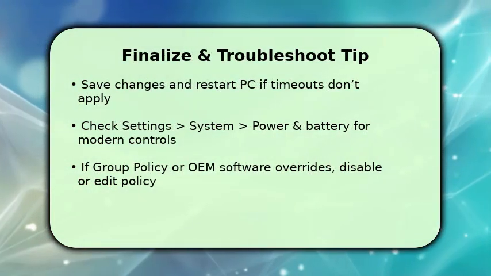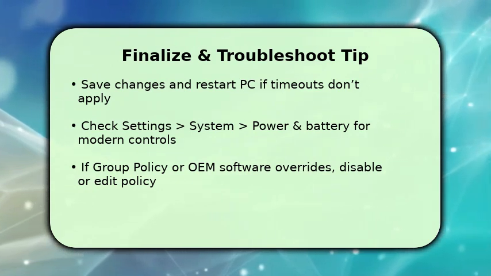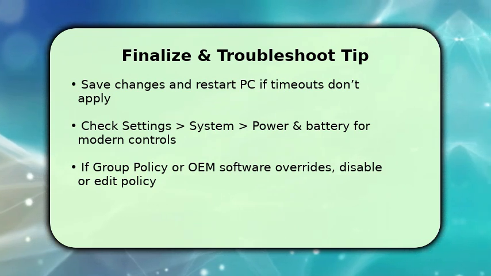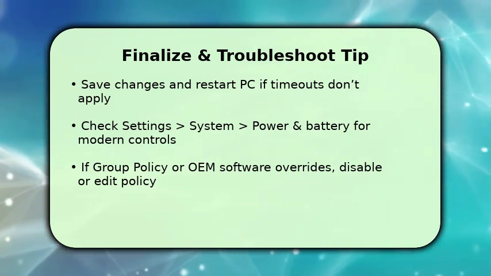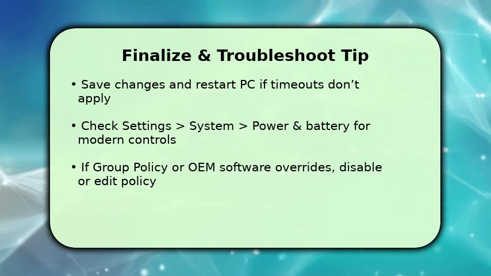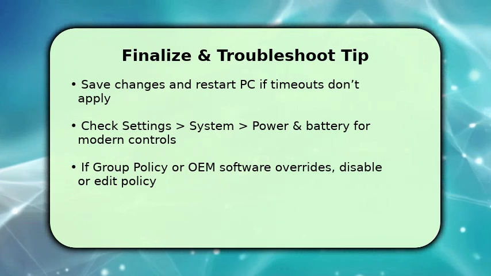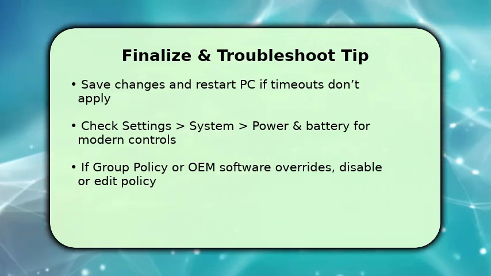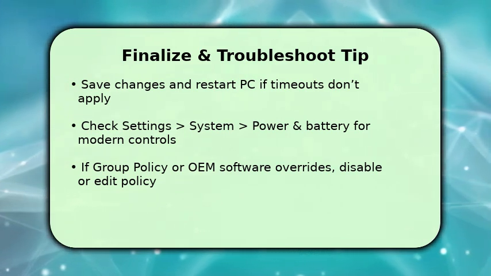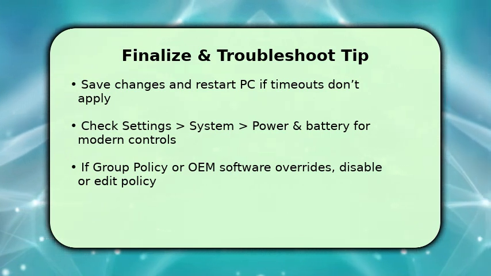Finish by saving and testing your new settings. Click Save Changes, then lock and unlock or wait to confirm the display stays on for the set interval. If values don't stick, restart the PC and recheck. Also open Settings System Power and Battery to match modern controls. If corporate group policy or OEM power software is forcing timeouts, you'll need to edit that policy or disable the vendor utility. Contact IT if you lack rights. That single troubleshooting step fixes most stubborn cases.